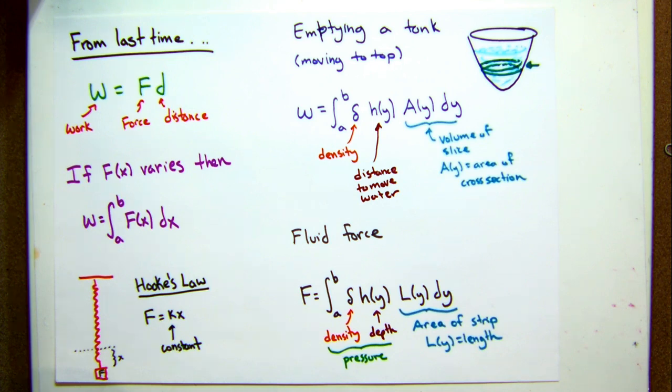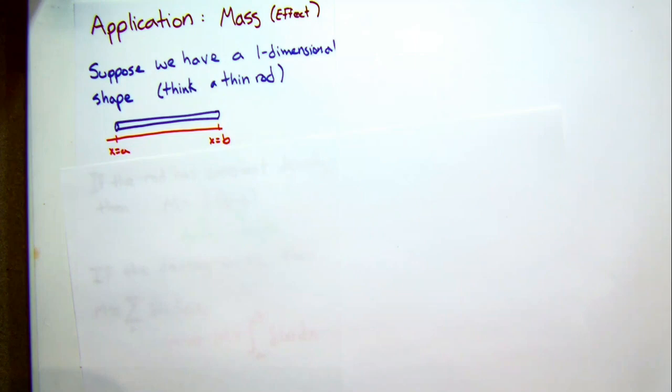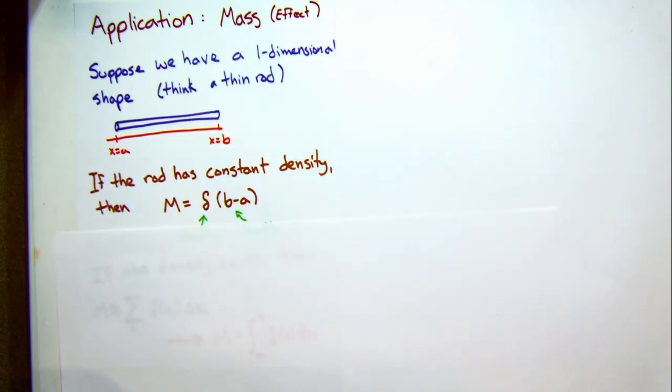Okay, so now we're on to the last application we're going to talk about. That's not to say that this is the end and no other application involves integration, but rather this is the end of what we want to talk about. Okay, so what is it? Well, it's mass. Okay, so our application we want to talk about is mass.